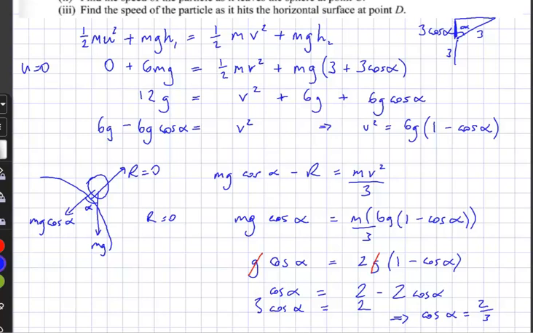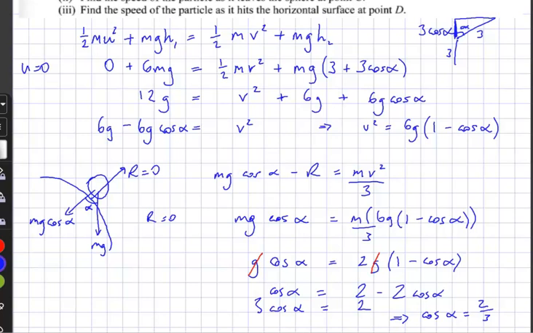And just for the record, if I work out what alpha is, the inverse cos of 2/3 is 48.2 degrees. So not far off an eighth of a turn around. So halfway around that sort of quarter turn, it actually leaves the surface. Now you'd think it would leave the surface later, maybe even at 90 degrees, but it doesn't. It leaves quite early. It leaves at 48.2 degrees before it starts becoming a projectile.